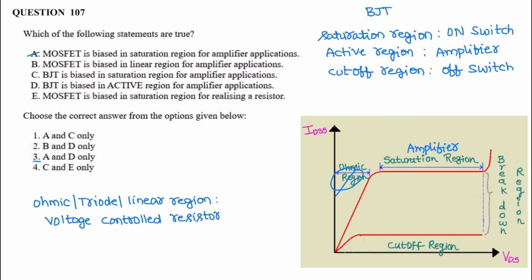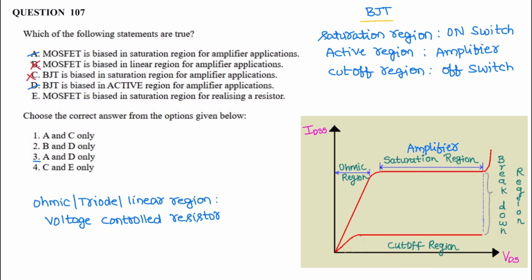In linear region or triode region or ohmic region, MOSFET acts like a voltage controlled resistor. Statement B is incorrect. Statement C, BJT is biased in saturation region for amplification applications. The regions of operation for BJT: in saturation it acts like an on switch, in active region it is an amplifier, in cutoff region it acts like an off switch. Statement C is incorrect. Statement D, BJT is biased in active region for amplification applications.